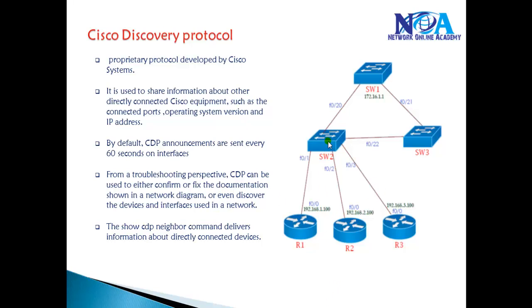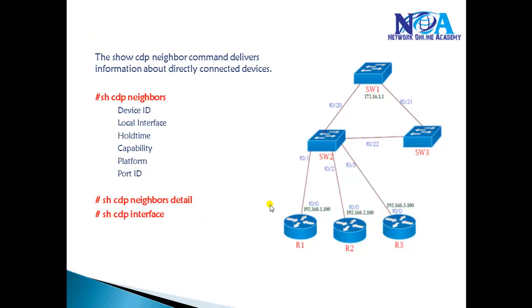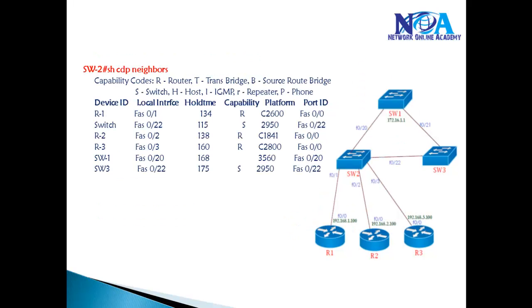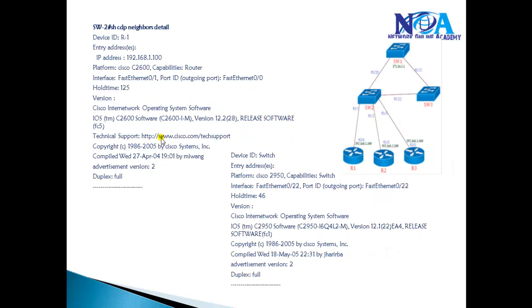Like on switch 2, we can see the information of switch 1, router 2, and router 3, because they are directly connected interfaces. It is mostly used in troubleshooting, and it provides device information, local interface, hold time, capability, platform, and the local port and remote port. All that information can be verified by using some of the CDP commands.